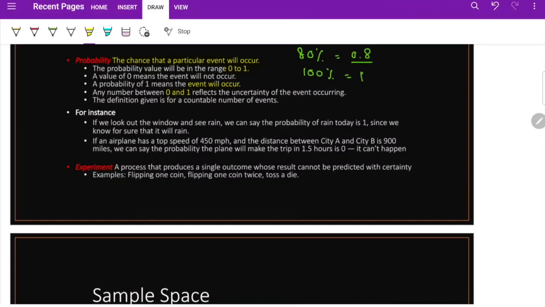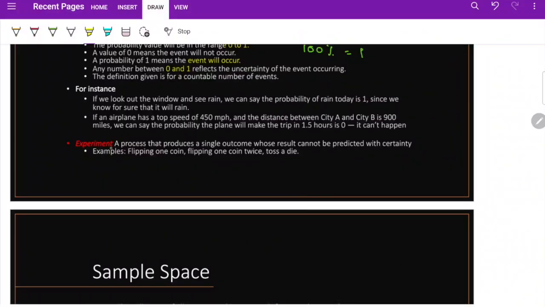If you look at the one, okay, these are the examples that we talked about. What is the experiment now? The experiment is a process, these are important definitions, the process that produces a single outcome whose result cannot be predicted with certainty. It's a process, you get a single outcome.